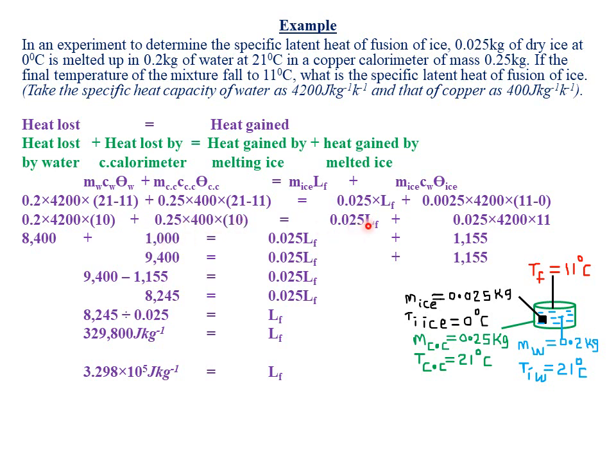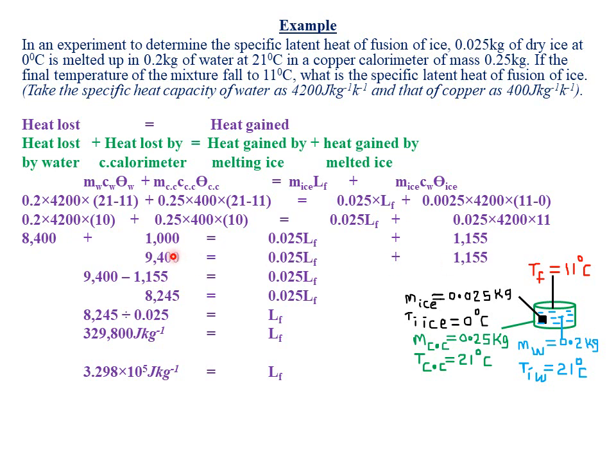That will be equal to 0.025 multiplied by specific latent heat of fusion, that is LF, plus 0.025 times 4,200 times 11, and you'll obtain 1155. Then if I take 8,400 plus 1,000, you'll simply obtain 9,400, being equal to 0.025 LF plus 1155.